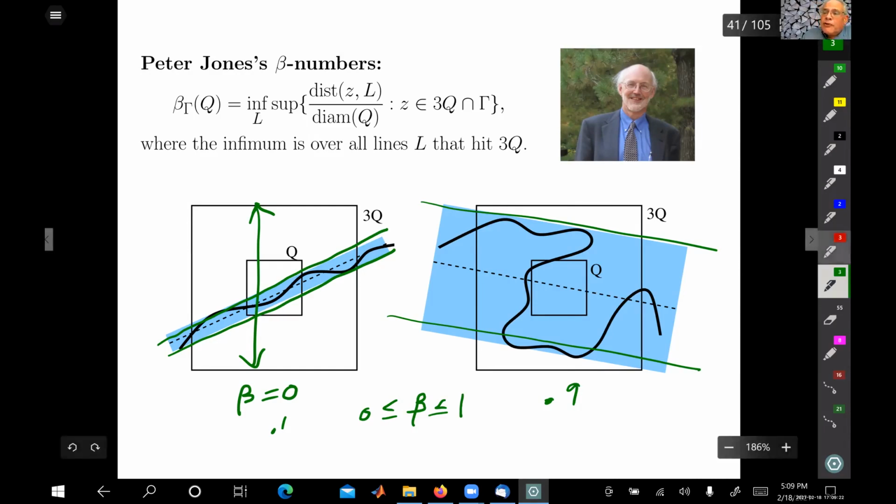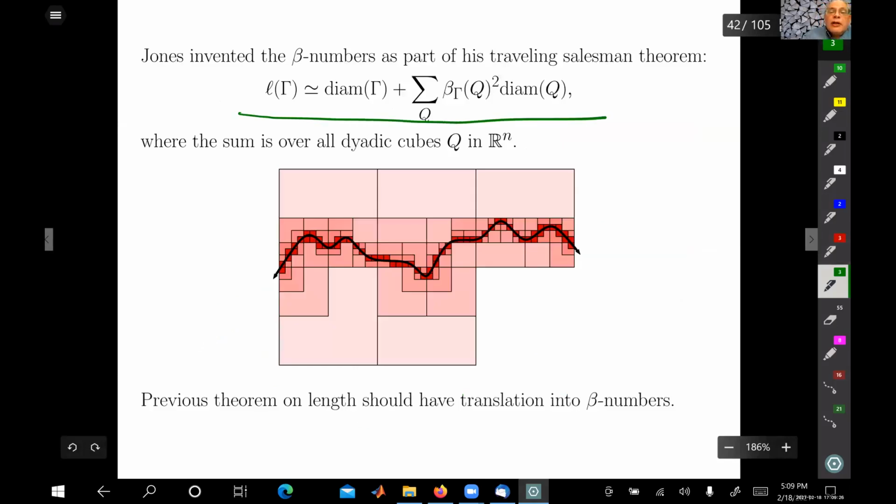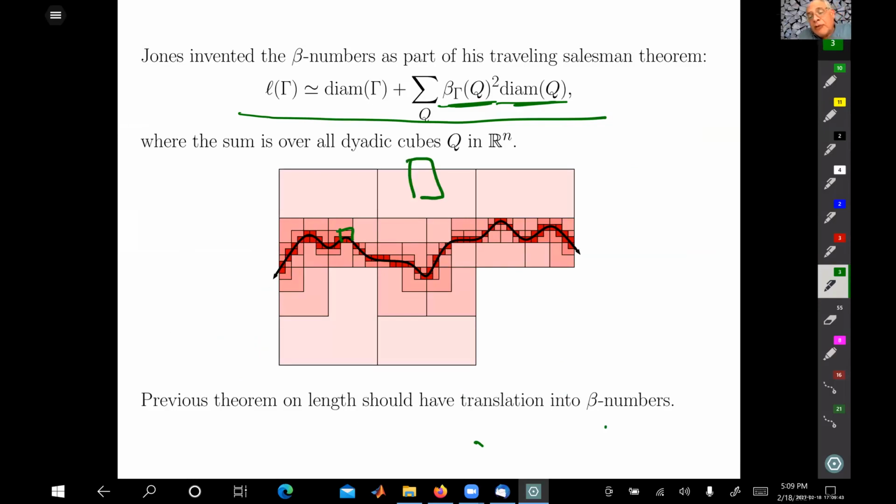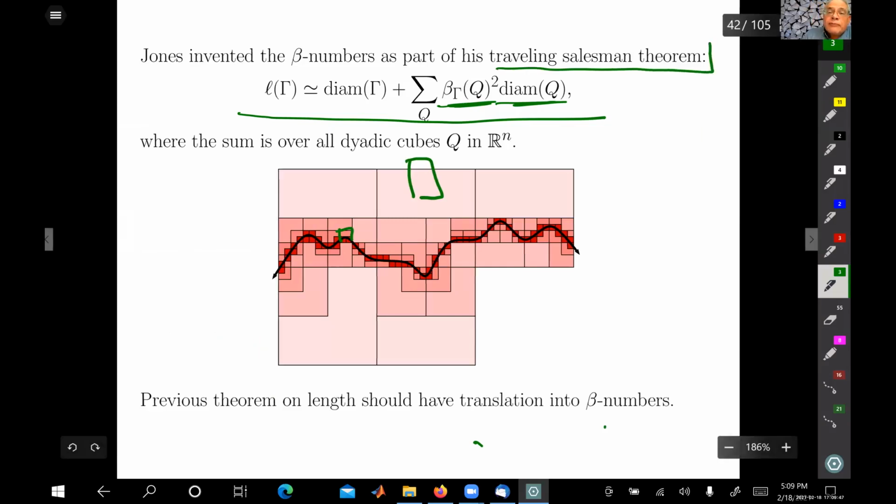And then what Peter proved is that you can compute the length of a curve using these beta numbers. There's this formula that says the length of any curve is its diameter plus the sum of these beta squareds times the diameter of Q, where you sum over all the dyadic cubes in the plane. And you really only have to sum over the ones that hit the curve. If you have squares which do not hit the curve, they don't count for anything. The betas are 0 there. This is what's known as his traveling salesman theorem.